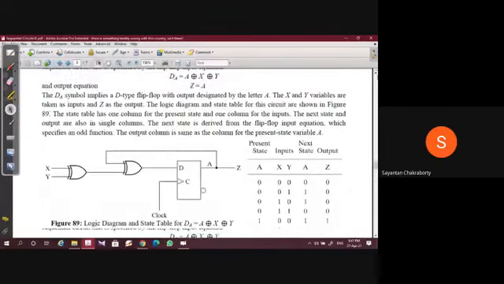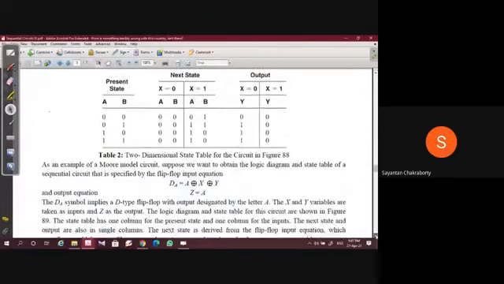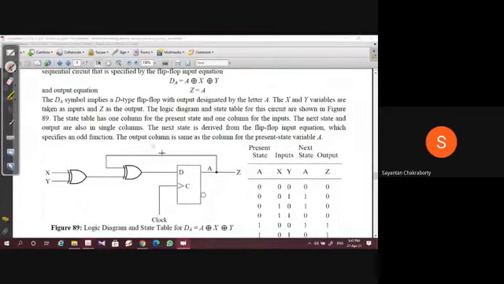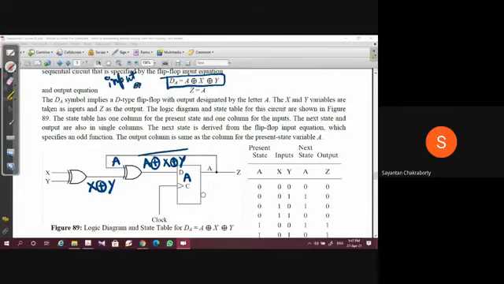This is basically the circuit. Now, see, in this case, DA is defined as X and Y are there. So this output is X XOR Y. And this output is A. So this output is A XOR X XOR Y. So this is your input equation. That's it. And the output is nothing but A. So this is your output equation. So given this circuit, if you want to write down the corresponding state table, how will it look like?